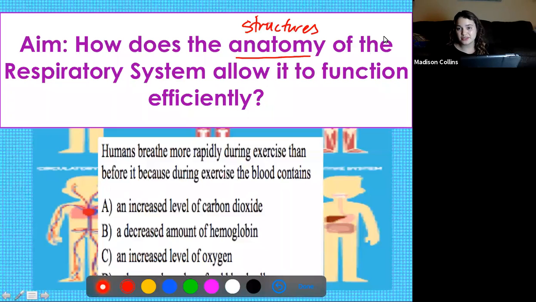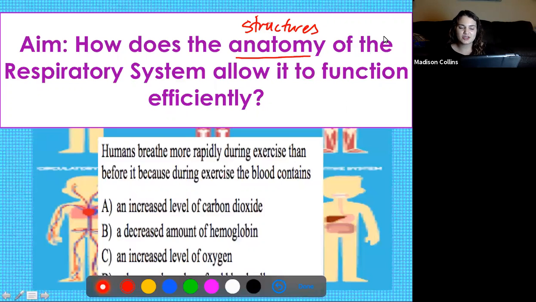I'm sure you can name a few of these by now. We know about the trachea, we know about the lungs, we know about the bronchi, the alveoli, okay? So today we're talking about how each of these things allow the respiratory system to work and work correctly. All right, but before we get into that, you guys have got a do now question. So go ahead and pause this video, answer that question, and press play when you are ready to review it.